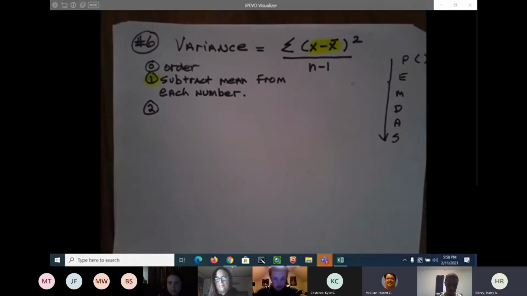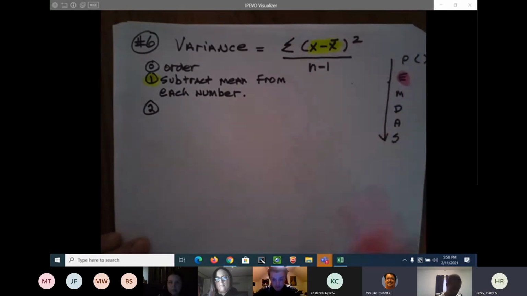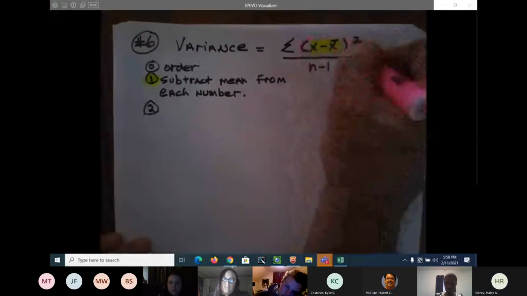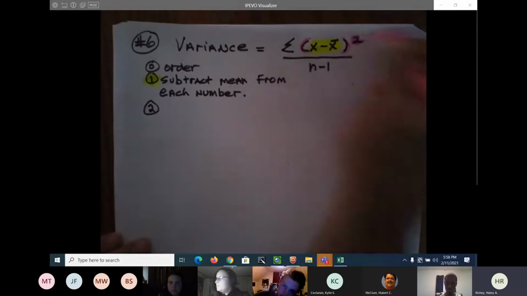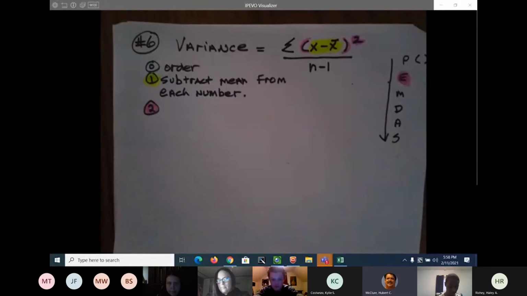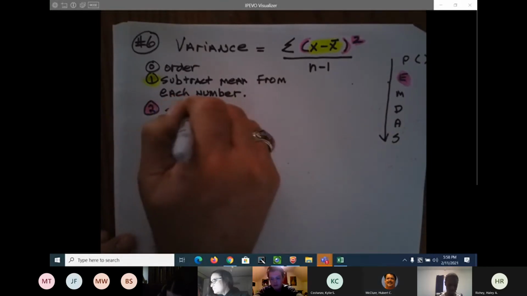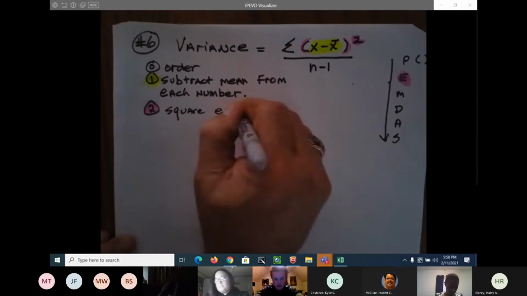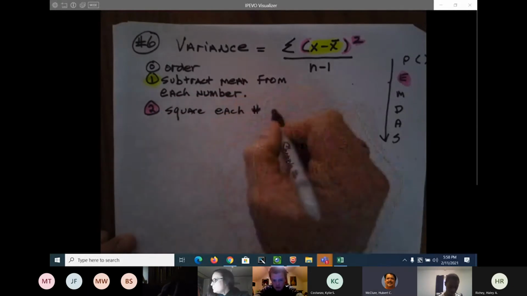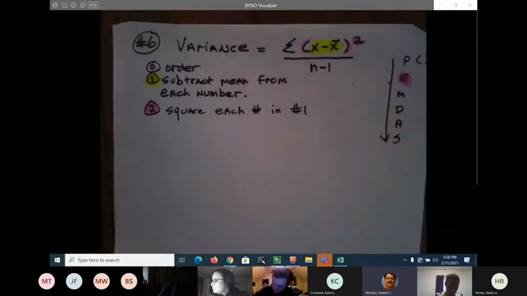You square that number. You square that number because what do you do next, besides parentheses? You do what? Exponents. So that's number 2. We're going to square each number in number 1. So whatever we got with number 1, we're going to square each of those.